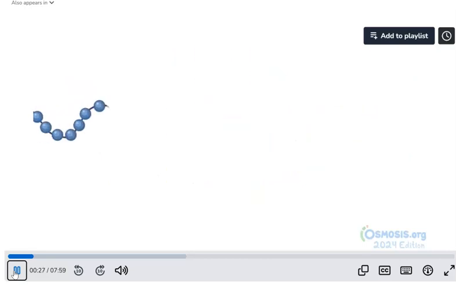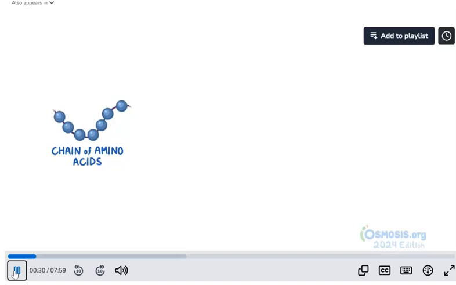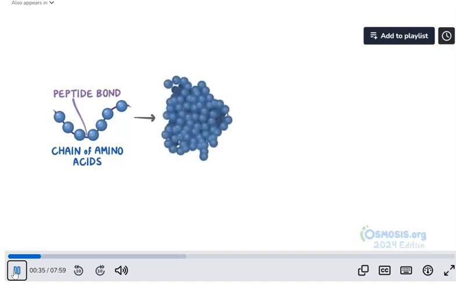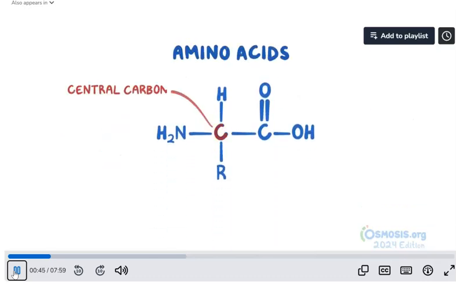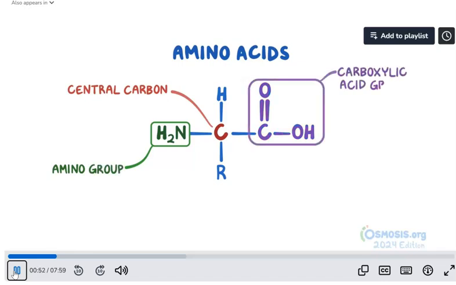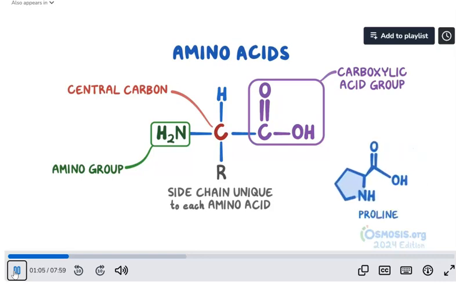At its simplest, a protein is a chain of amino acids bound to one another by peptide bonds, like a string of beads. These strings get twisted and folded into a final protein shape. When we eat protein, it gets broken down into its individual amino acids. Most amino acids have a central carbon atom bonded to one amino or nitrogen-containing group and one carboxylic acid group. That's why it's called an amino acid. The carbon also has one hydrogen atom and a side chain, which is unique to each amino acid. The exception to this is proline, which has a tiny little ring structure instead.